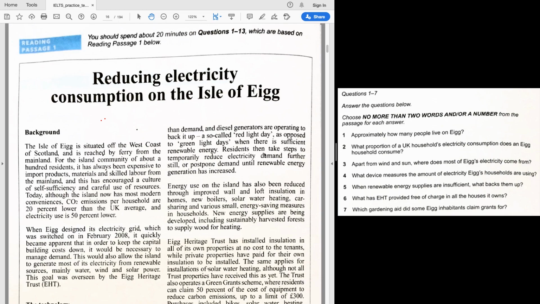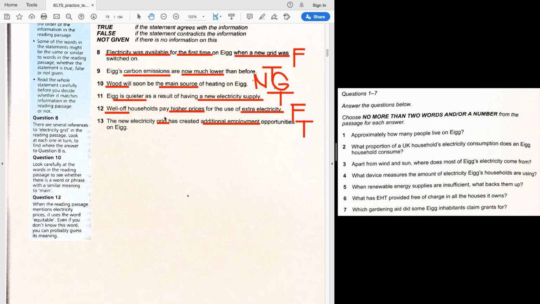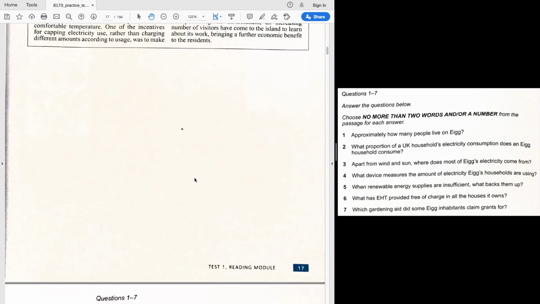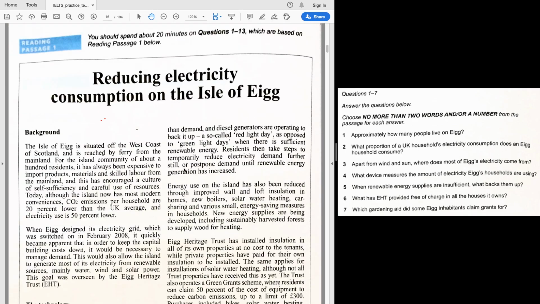Hello, we're continuing our reading passage titled Reducing Electricity Consumption on the Isle of Wight. We have previously done questions 8 to 13. This is how horrible this looks, but it makes more sense to just continue with the other questions for the passage. Again, this is reading passage 1 before we jump onto something else.